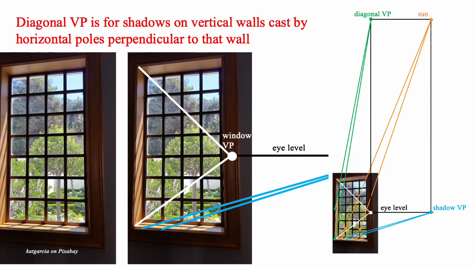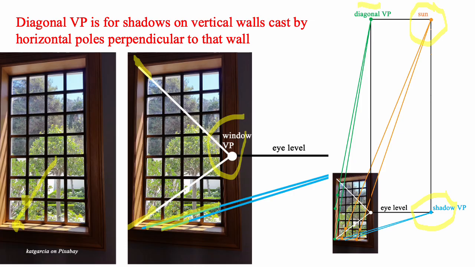Let's try to find all these vanishing points for this window. So we get the window vanishing point here by going from the corner of the window here and here. We get the shadow vanishing point over here by connecting shadows on horizontal surfaces, which would be the windowsill. Then we look for the sun or the light, and to do that we have to find, let's say, this window pane intersection here goes to a shadow right down here, and we draw a line up, and that would be where the light would be.